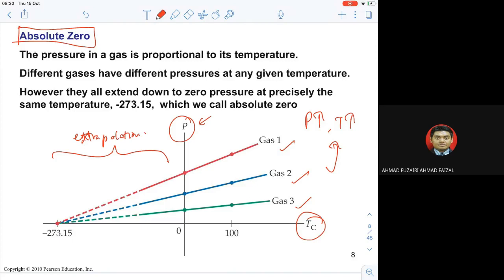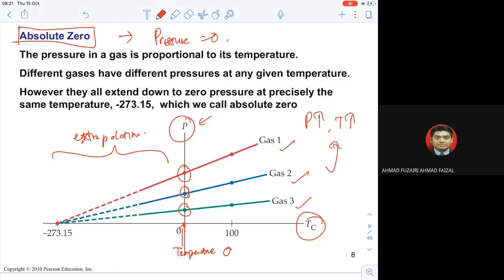When the temperature is zero, okay, look at when the temperature is zero. Here is the temperature zero. You can still have pressure at gas number 1, gas number 2, and gas number 3. So we want to know where the temperature will be when the pressure is absolute zero. When we talk about absolute zero, it's actually when the pressure is zero. So what happened to the temperature?